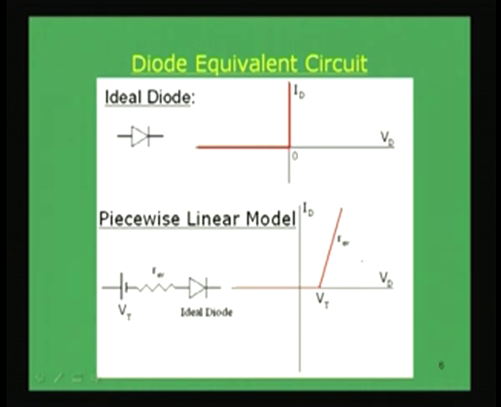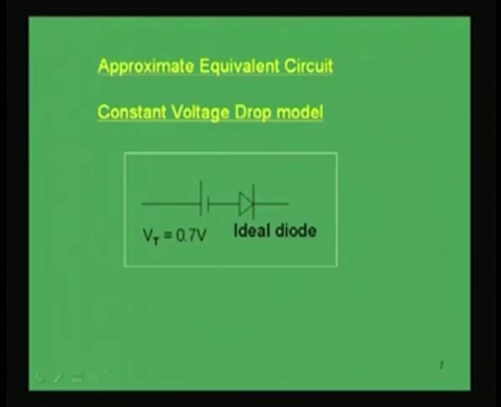Another model we have got, a further simplification from this piecewise linear model, is the constant voltage drop model. It is an approximate equivalent circuit from the piecewise linear model. In this constant voltage drop model we have the cut-in voltage 0.7 volt, and the ideal diode will denote the conduction part of the diode.